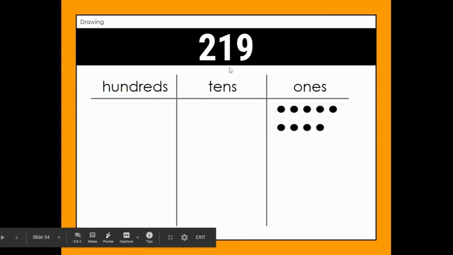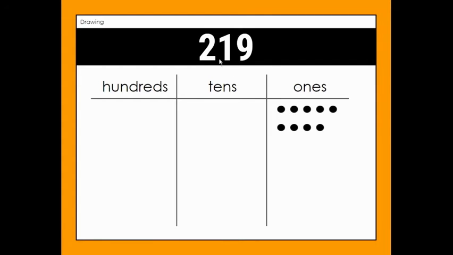All right, so now let's look at our tens. I have 1 ten. Remember when we draw our tens, we just draw a straight line. And finally, let's look at our hundreds. I have 2 hundreds. So when I draw my hundreds, I draw a square. So I have 2 hundreds.